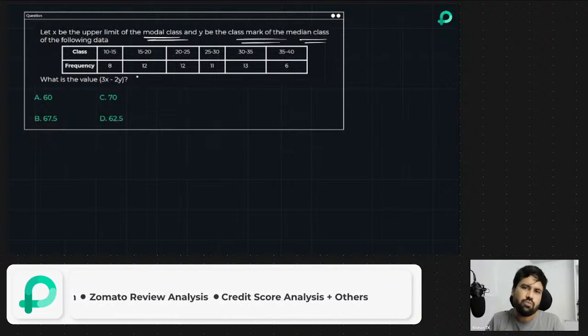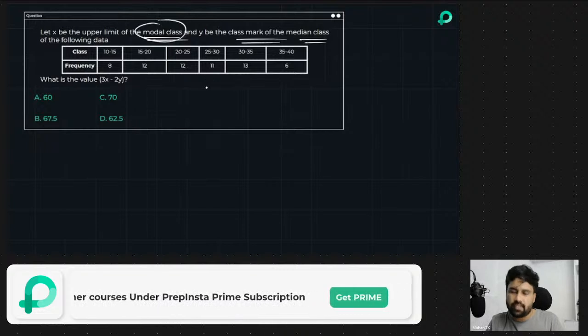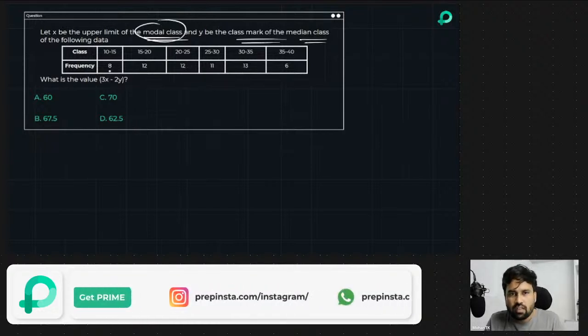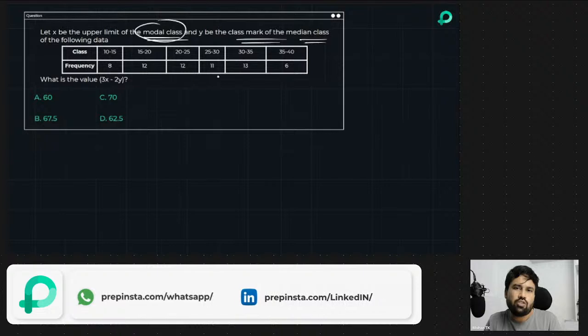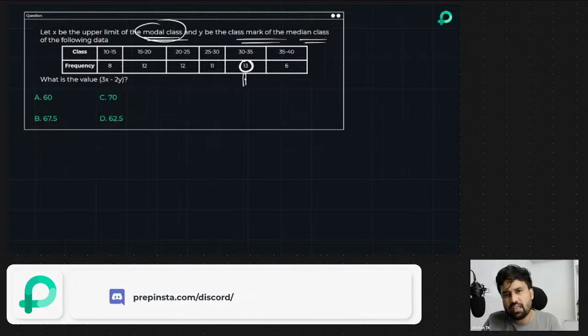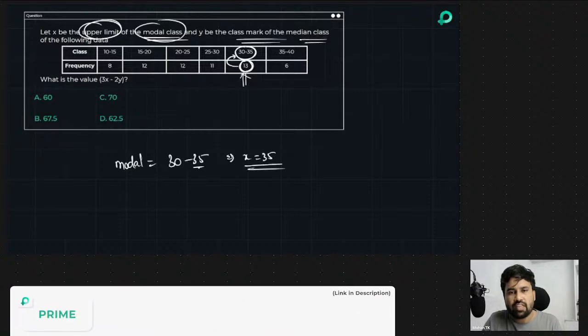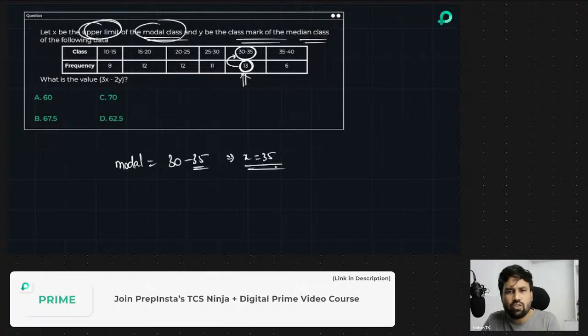Just look here, how can we do this? The modal class is nothing but the class which has the highest frequency. Here in the frequency distribution 8, 12, 12, 11, 13 and 6, we have 13 as the highest frequency. The corresponding class is called the modal class, so the modal class is 30 to 35. But x is the upper limit, so the x value will be 35, because for 30 to 35 the upper limit is 35. That's it, x value got it.